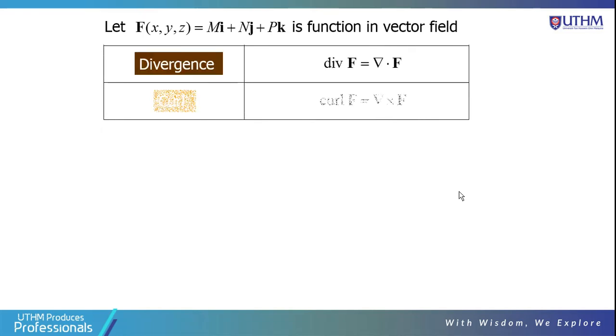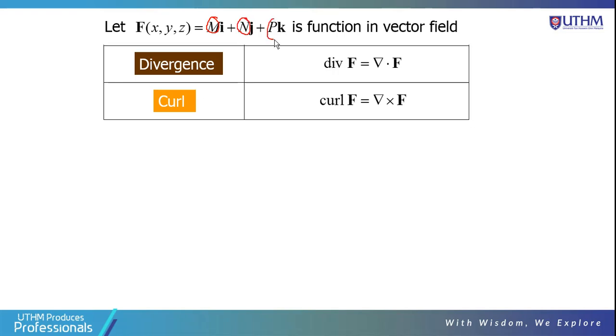Okay, this one we already covered. So let's say we have the function. Let's have the function, the vector field. We speak of all these components, and we name them M, N and P.